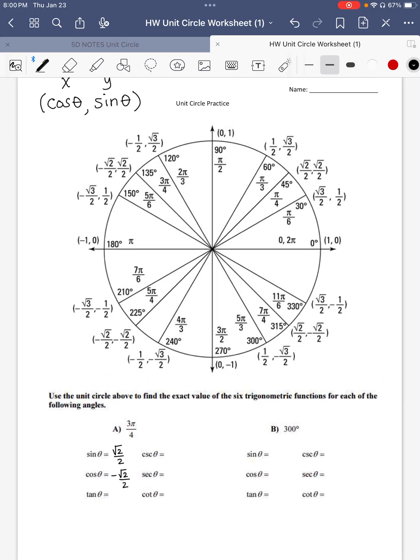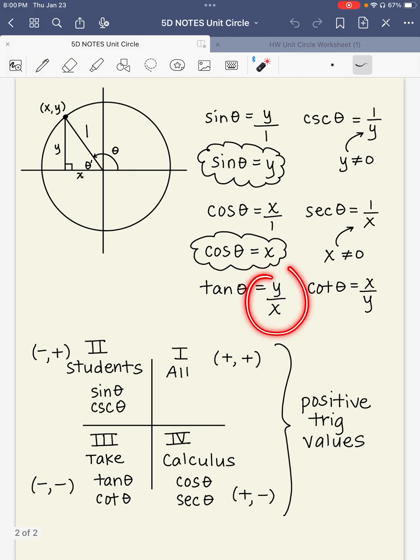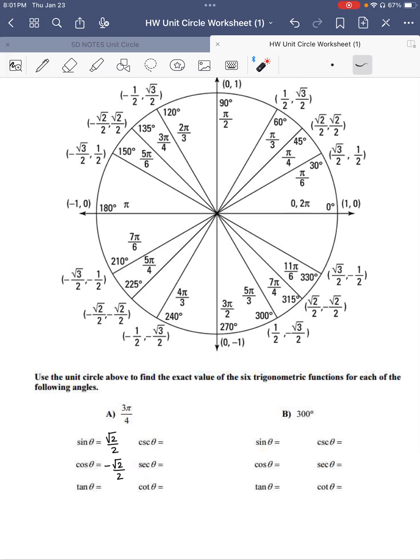Tangent is Y divided by X. So I'm going to take the Y value and divide it by the X value. So my Y value is root 2 over 2. My X value is negative root 2 over 2. Now just think about what's happening there. If I have root 2 over 2 divided by negative root 2 over 2, you have something divided by its opposite. That would be like doing 5 divided by negative 5, which is just negative 1. So the tangent is negative 1.